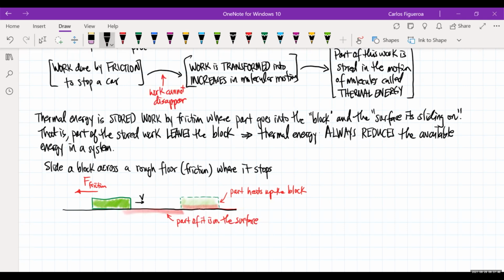But our focus here is the block, not the surface. We want to know what's going to happen to the block. So this is the reason why thermal energy always reduces the available energy, because part of it goes into the surface, part of it goes into the block.